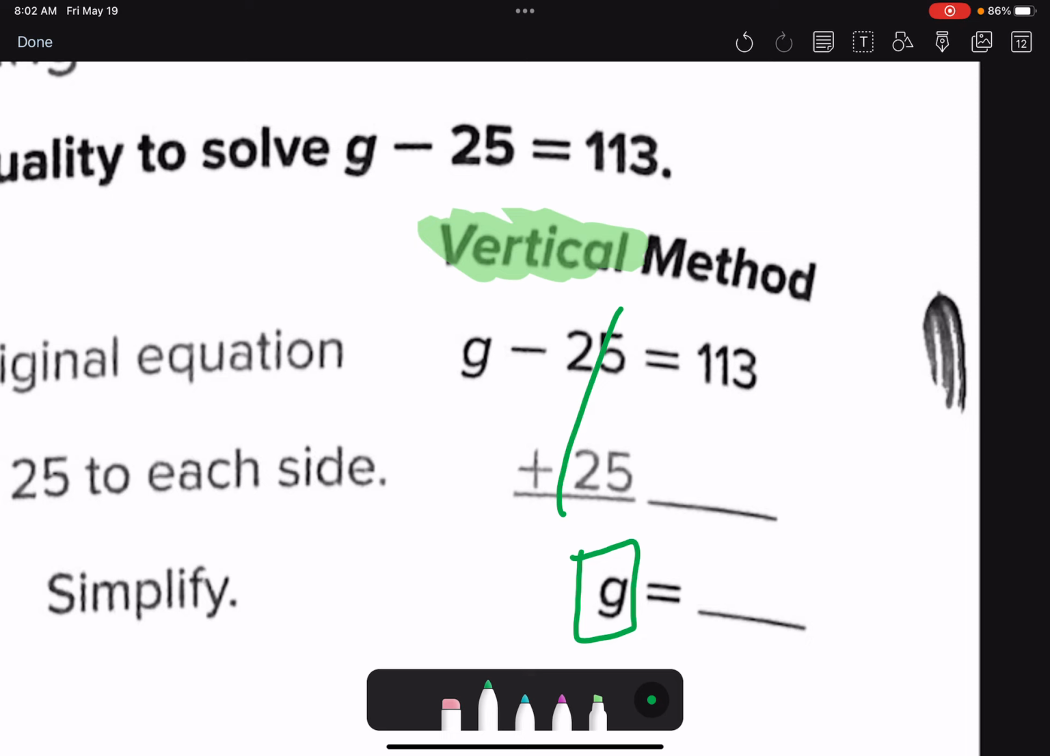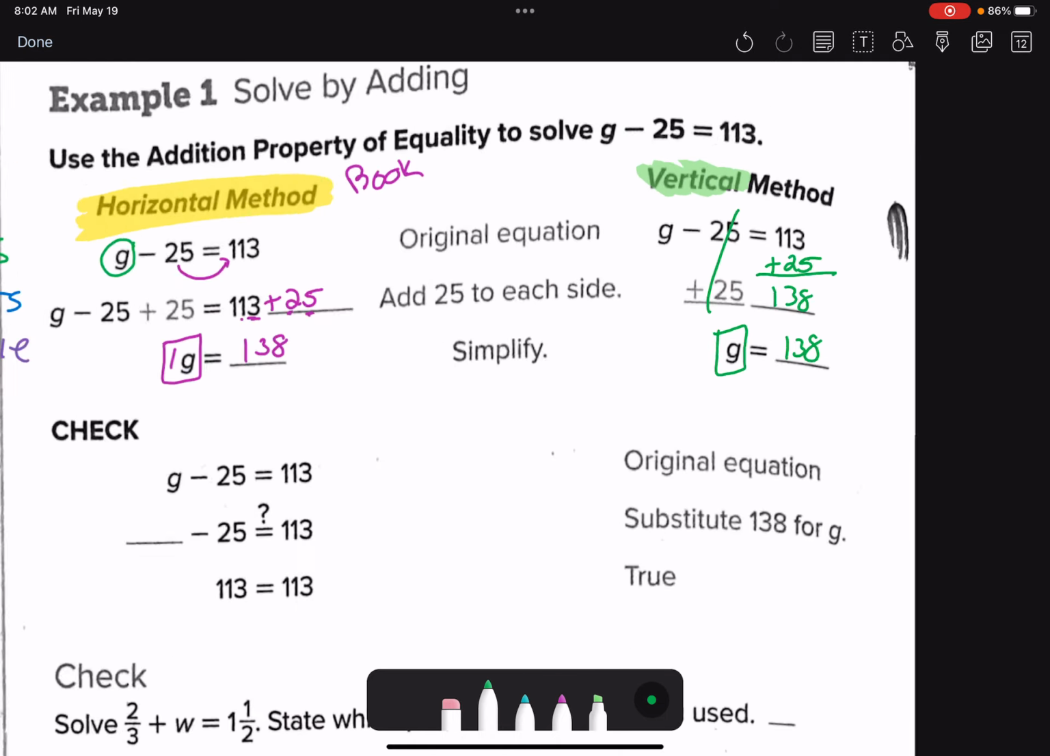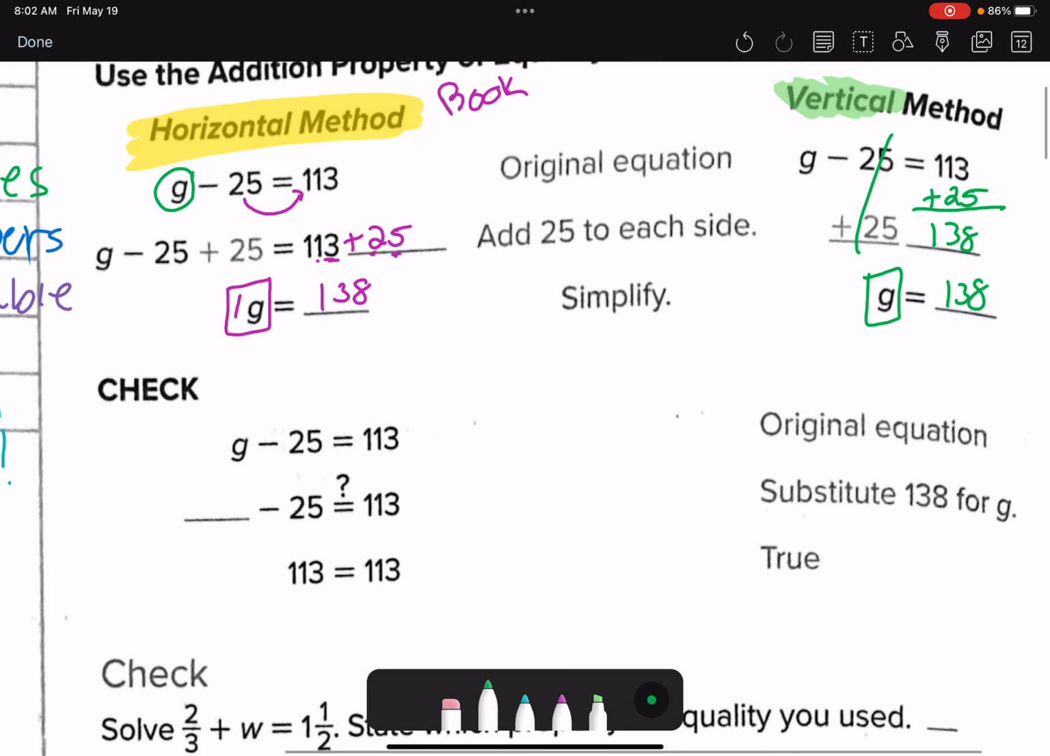And then 113, I'm going to add 25 to that, and that is 138. So G equals 138. And I can now check my work. I can check by mentally or working it out, but if I put 138 back in this problem, instead of the G, 138 minus 25 is 113, and because my problem on the right side already had 113, they are the same, and that is how I know I'm right.